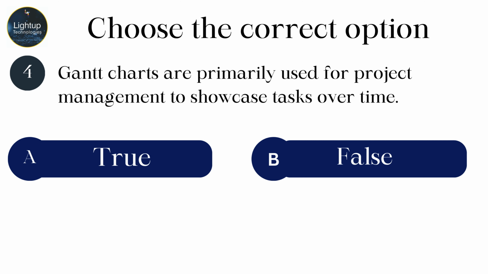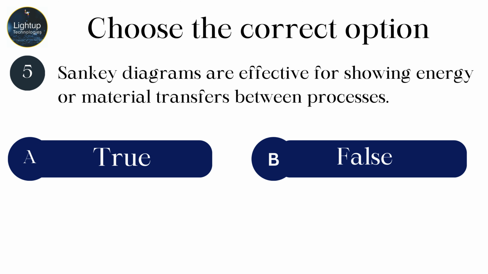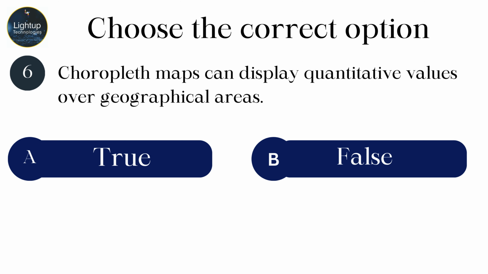Gantt charts are primarily used for project management to showcase tasks over time. Sankey diagrams are effective for showing energy or material transfers between processes. Choropleth maps can display quantitative values over geographical areas.